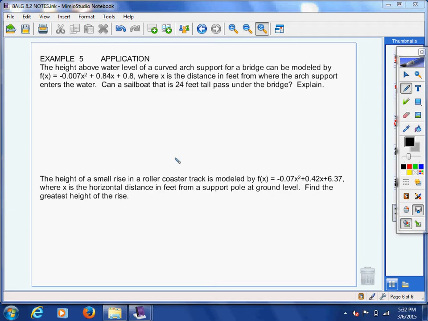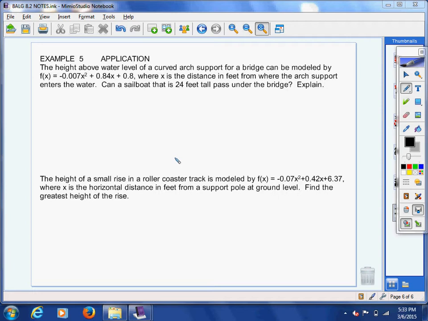Here it is. The height above water level of a curved arch support for a bridge can be modeled by f of x equals negative 0.007 x squared plus 0.84x plus 0.8. X is the distance in feet from where the arch support enters the water. Can a sailboat that's 24 feet tall pass under the bridge? Okay, that's what we're wanting to know. So we have plenty of information to determine that.